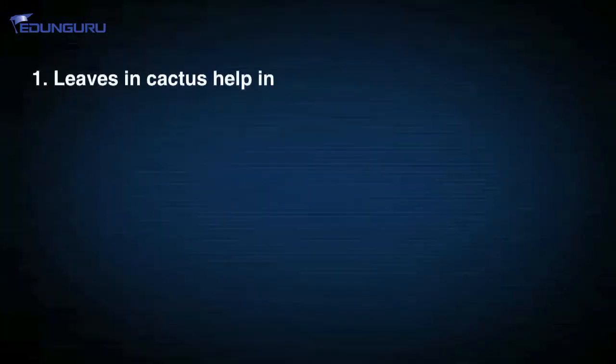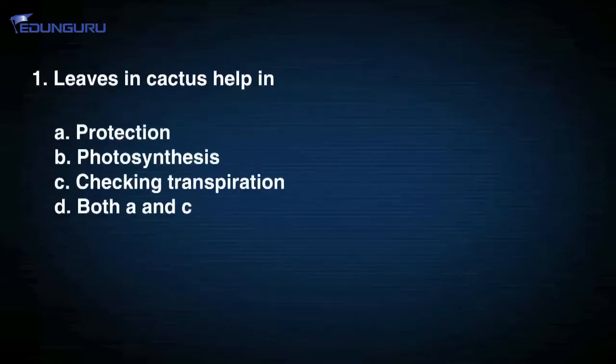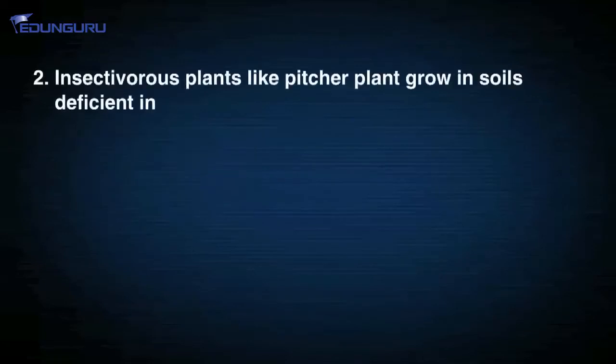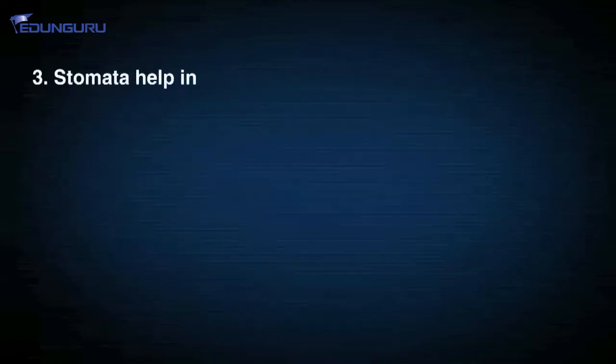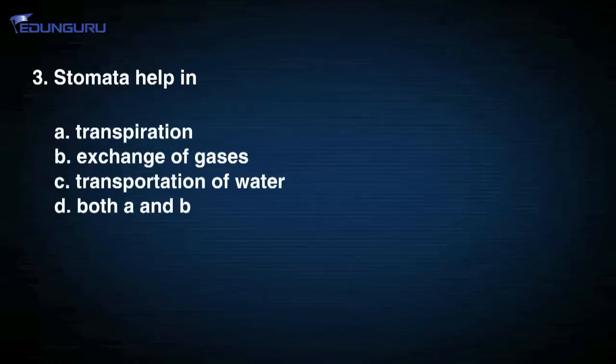Question number 1. Leaves in cactus help in: option A, protection; option B, photosynthesis; option C, checking transpiration; option D, both A and C. Question number 2. Insectivorous plants like pitcher plant grow in soils deficient in: option A, water; option B, nitrogen; option C, clay; option D, humus. Question number 3. Stomata help in: option A, transpiration; option B, exchange of gases; option C, transportation of water; option D, both A and B.